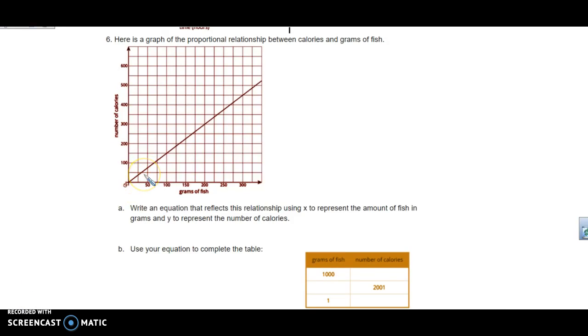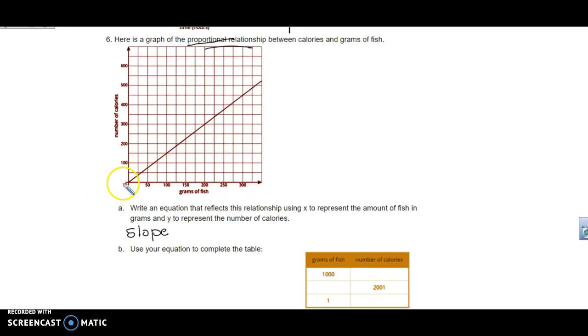Okay, question 6. Here's a graph of the proportional relationship between calories and grams of fish. So remember, proportional relationship means that it starts at (0, 0). It wants us to write an equation that reflects this relationship using x as the amount of fish and y to represent the number of calories. To be able to write the equation, we need to find the slope.